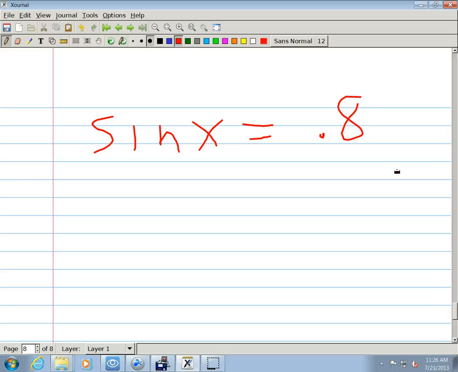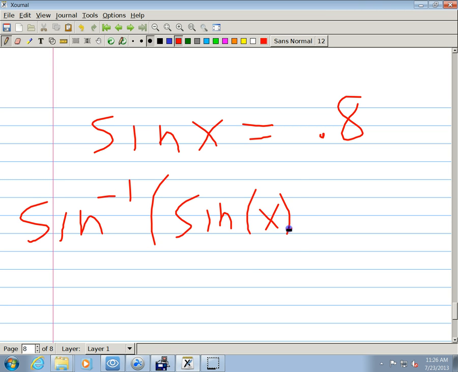So how to get rid of the sine? How to get x alone? Inverse function, right? Inverse sine. So if I take the arc sine of the sine of x, I have to take the arc sine of both sides. So the arc sine of one side equals the arc sine of the other side.